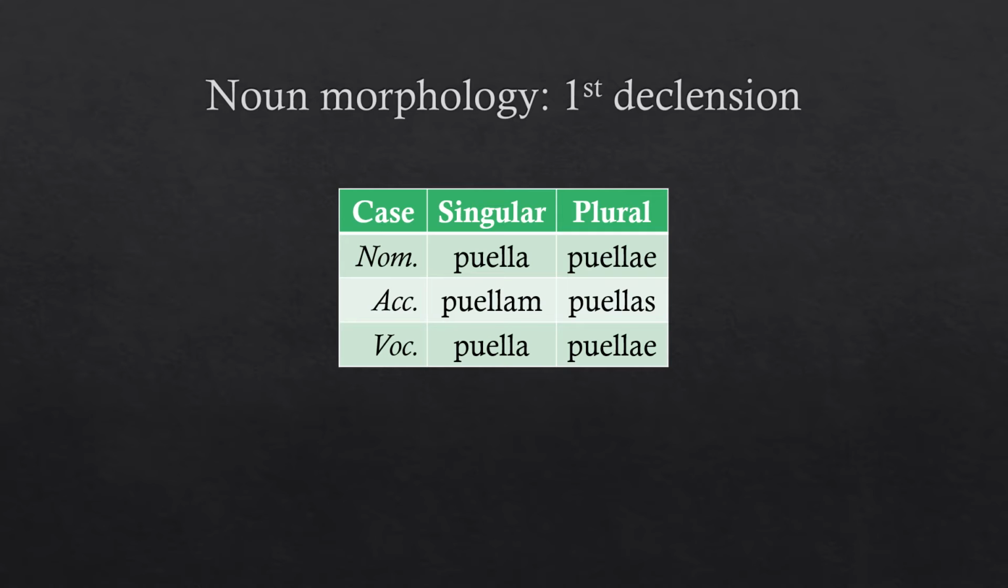Remember that whenever we learn a new paradigm, I will always ask you about patterns. So, what patterns do you notice? Like verbs, nouns can be divided into 2 parts: stems, in this case puel, and endings. You may also notice that all the endings start with the letter A, which is the thematic vowel for the first declension. Finally, the nominative and vocative case endings for the first declension are the same, which means fewer items to memorize.